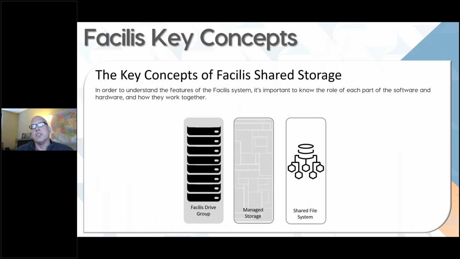So I want to go over some of the key concepts of Facilis and the technology that underlies the hub systems. So we have, first off, the Facilis drive group, and that's simply the drives, whether they be hard drives or flash drives. And then we have the managed storage, which is sort of once we take those hard drives or flash drives and turn them into a pool of storage that then can be utilized for project-based volumes or volumes based on whatever category that you'd like within your workflow.